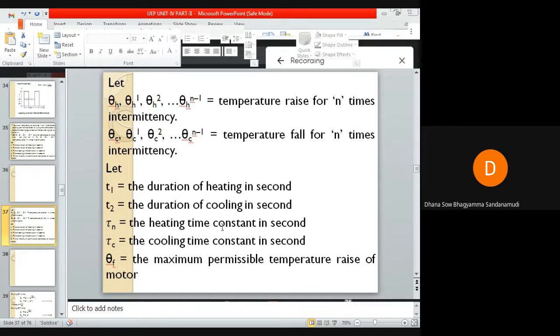Let T1 be the duration of heating in seconds, T2 the duration of cooling in seconds, tau n the heating time constant in seconds, and tau c the cooling time constant. Tau n is the heating time constant, tau c is the cooling time constant, T1 is the duration of heating, T2 is the duration of cooling. So theta f is the maximum permissible temperature rise of the motor.